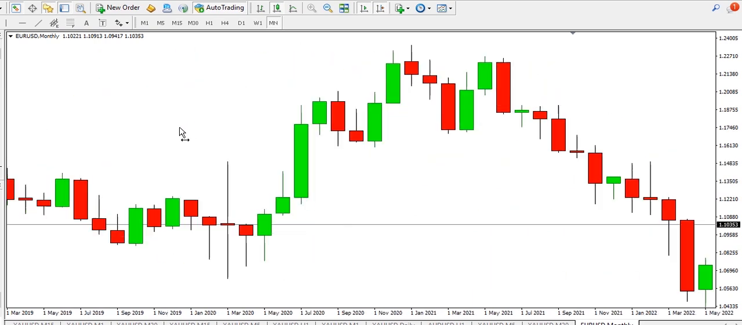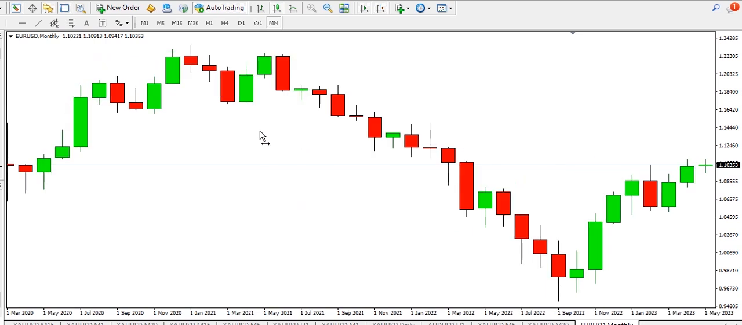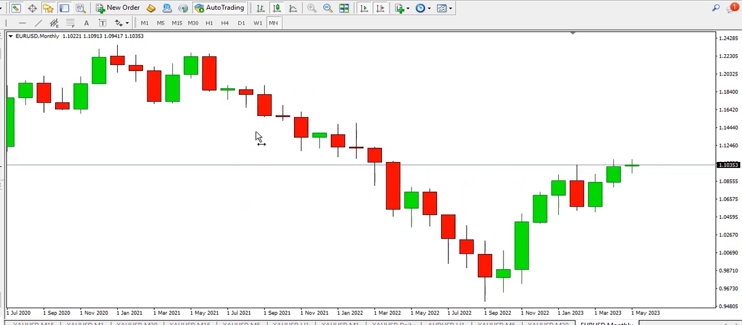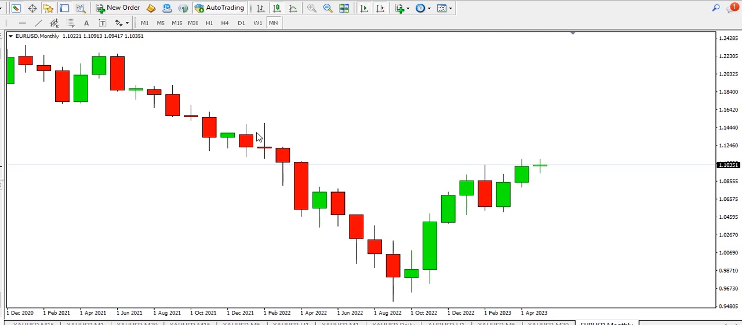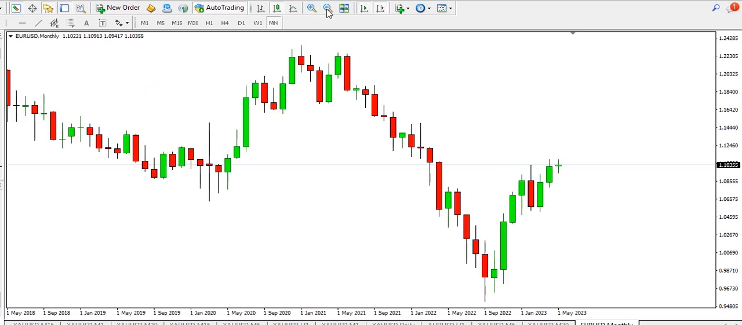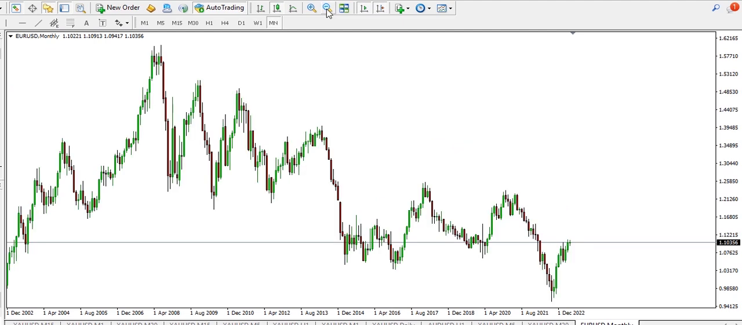Okay, but for now, let me just do a quick analysis of Euro USD. I have Euro USD on the monthly time frame. And if I'm going to trade based on the monthly time frame, I'm going to first of all zoom out. I'll look at what is happening. I'm going to plot a trend line. This is my trend line tool to look at what has happened on the monthly time frame. This is my descending trend line. I hope you know how to do this.